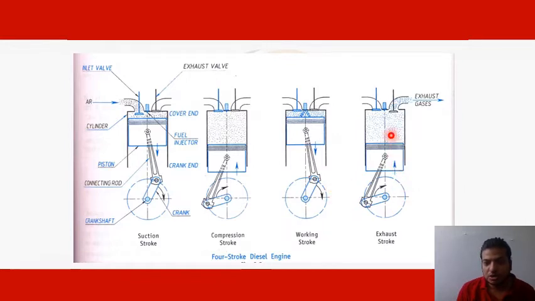In this, the exhaust valve will remain open and the inlet valve will remain closed, and the piston will move from the bottom dead center to the top dead center. You can see in this diagram, the piston moves from bottom dead center to top dead center. Here the inlet valve is closed and the exhaust valve is open. So all the combustion gases, exhaust gases, will move out from the cylinder in the exhaust stroke. After the exhaust stroke, again the suction stroke will start. So in this way, the four-stroke diesel cycle will repeat itself.